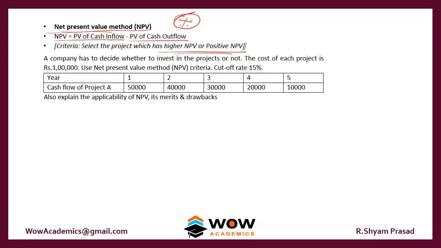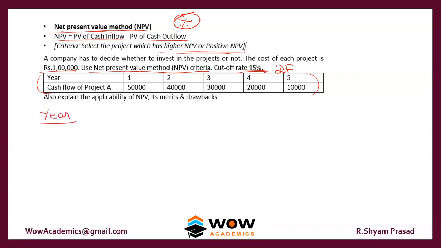A company has to decide whether to invest in a project or not. The cost of each project is 1 lakh. Use the NPV method criteria. The cutoff rate is 15%. Just like the discounted payback method, here also we have the cutoff rate. So this cutoff rate is the discount factor. And the project has cash flows of 5 years. So here you have to take all the 5 years cash flows into account, then only you will get the answer. So we'll start.